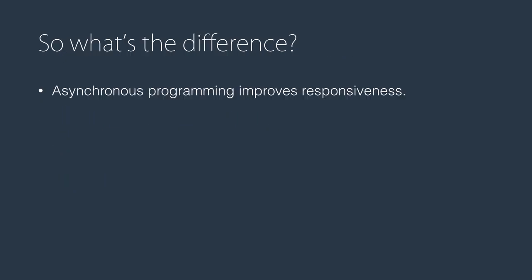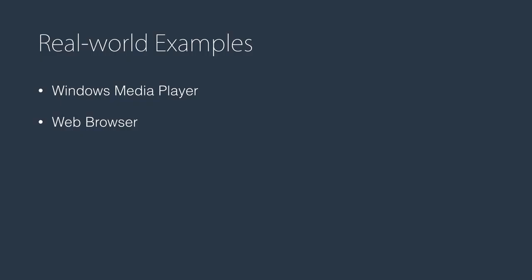So what's the difference? Asynchronous programming model improves responsiveness of your application. You have already seen that in the real world. Think of Windows Media Player or your web browser. In the case of Windows Media Player, as it's playing a media, let's say a song or a movie, the UI continues to be responsive. You can resize the window, you can move it around, you can see an animation. If Windows Media Player did not utilize asynchronous programming, as it was accessing the file system and reading a piece of music, the window would freeze.